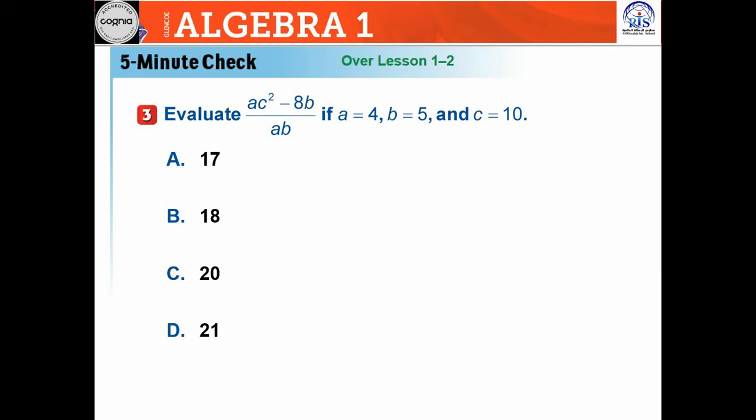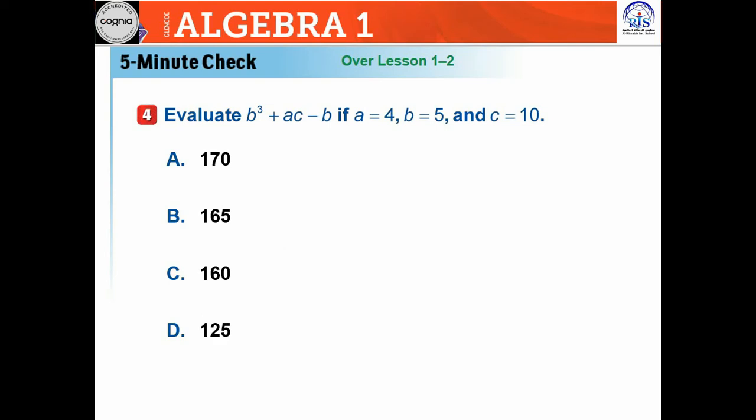Evaluate. Here evaluation means you must replace the variable by its value. C equals 10, B equals 5, A equals 4. First, you substitute the value for every variable, then you do the order of operation. The answer is 18.